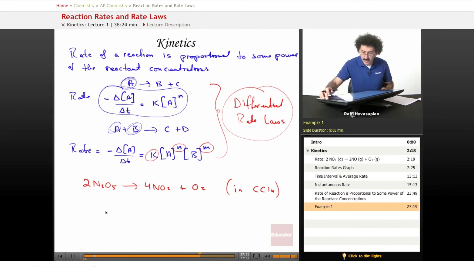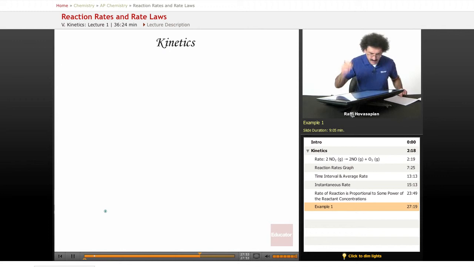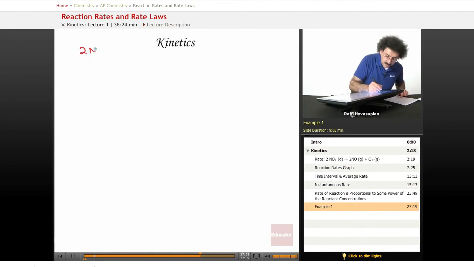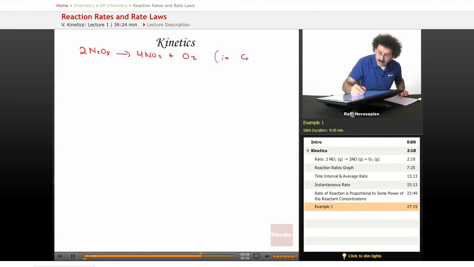And let me actually write the equation again up here. 2N2O5 goes to 4NO2 plus O2 in CCl4. Okay, so now we have some time measurements and we have some concentration measurements.